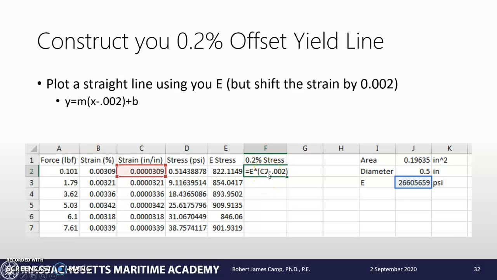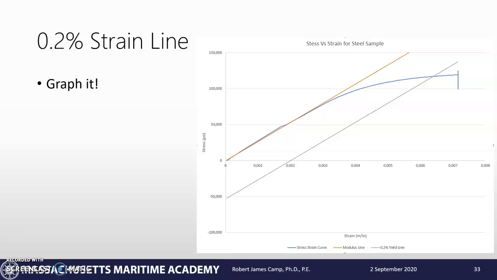We're basically plotting the same line, but I'm going to shift the strain to the right by 0.2%. The way I'm going to do that is I will take my modulus and multiply it by the quantity of my strain minus 0.002. That's going to shift that line over for me. In fact, remember, 0.002 is the decimal form of 0.2%. Once I do it, I'm going to have something like this, which is great because now there's my line that mirrors my modulus of elasticity, and it's showing crossing the graph at 0.2%.